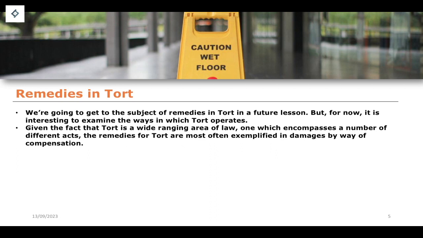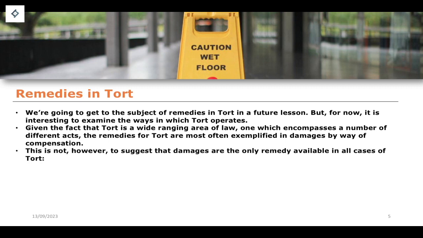Essentially, given the fact that tort is a wide-ranging area of law, one which encompasses a number of different acts, so you have nuisance, you have occupiers' liability, you have vicarious liability, you have defamation, you have negligence, etc., etc. When it comes to remedies, there is often a sort of blanket remedy that is applied in most tort cases, which is, of course, damages by way of some kind of financial compensation. That is the general gist of what can be remedied within most areas of the law of tort.